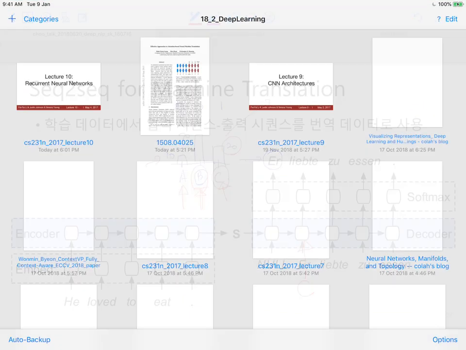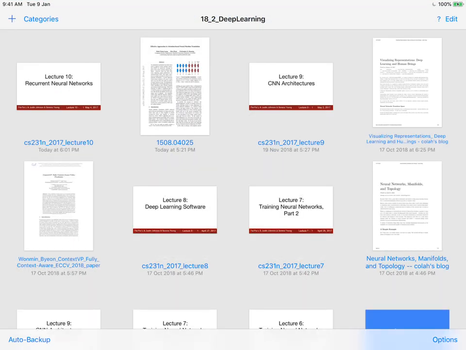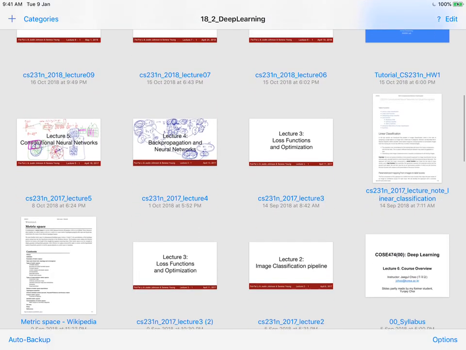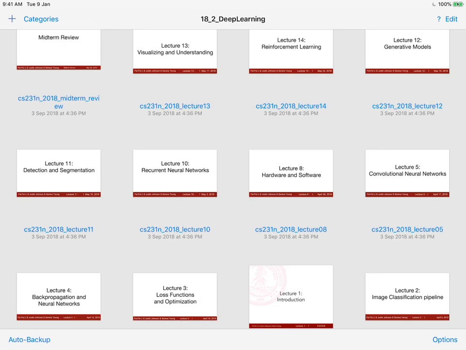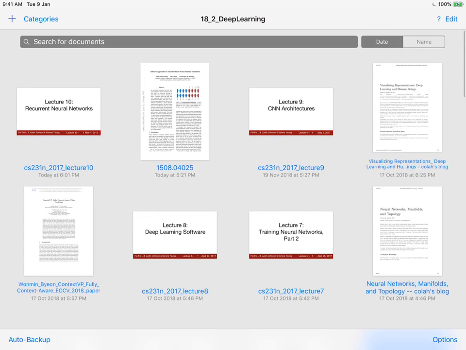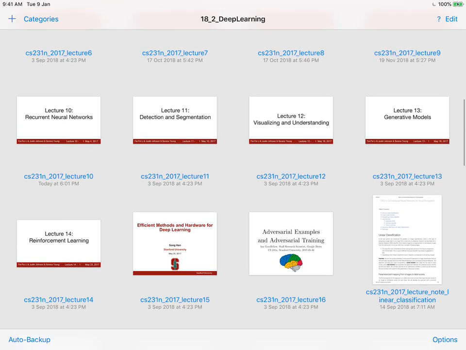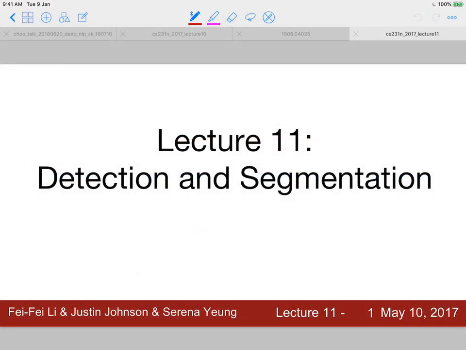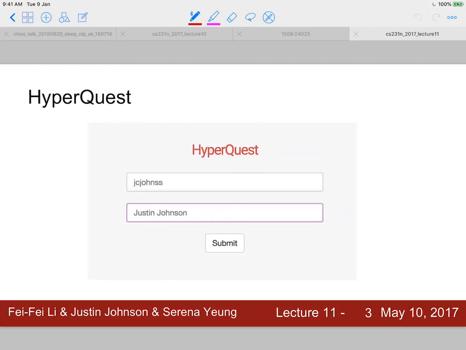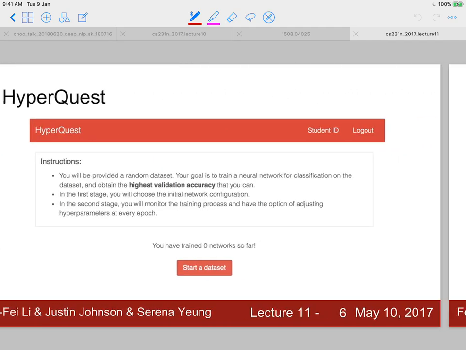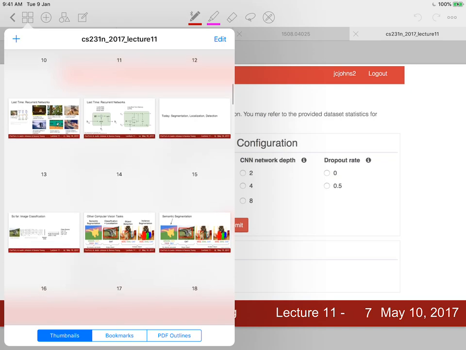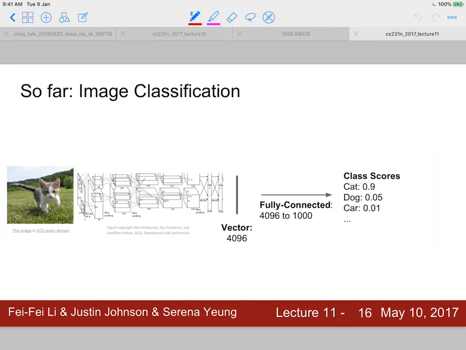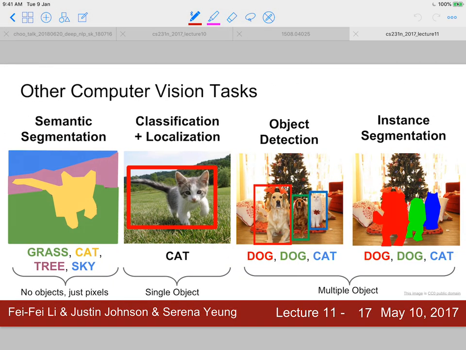Okay, then let's move to the detection and the segmentation part.